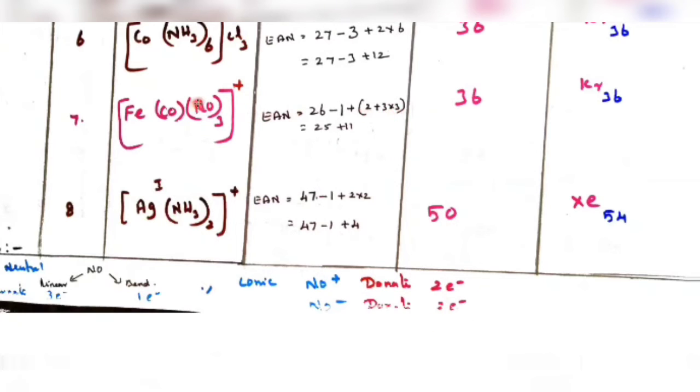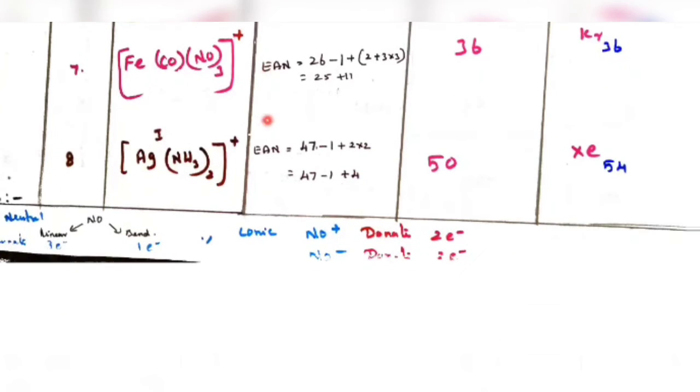But in the case of NO neutral, it gives 3 electrons, so multiplied by 3. 3 into 3, 9, and here only 2 into 1, 2. So this is 36. So it obeys the EAN value. It is an important question.